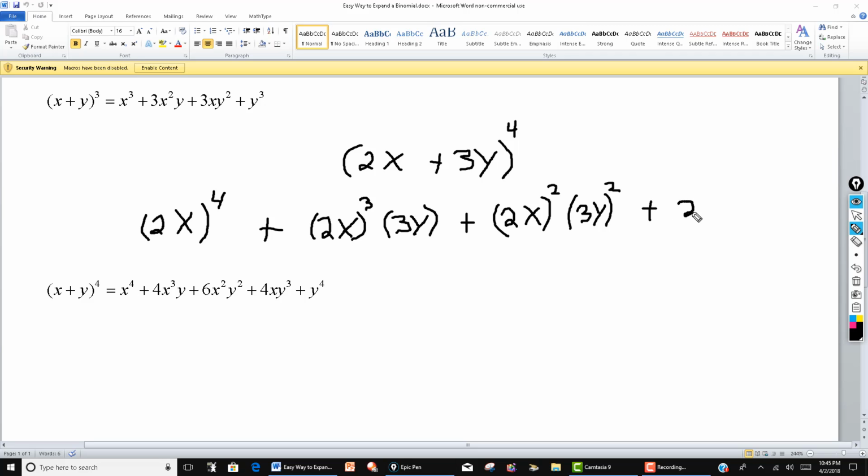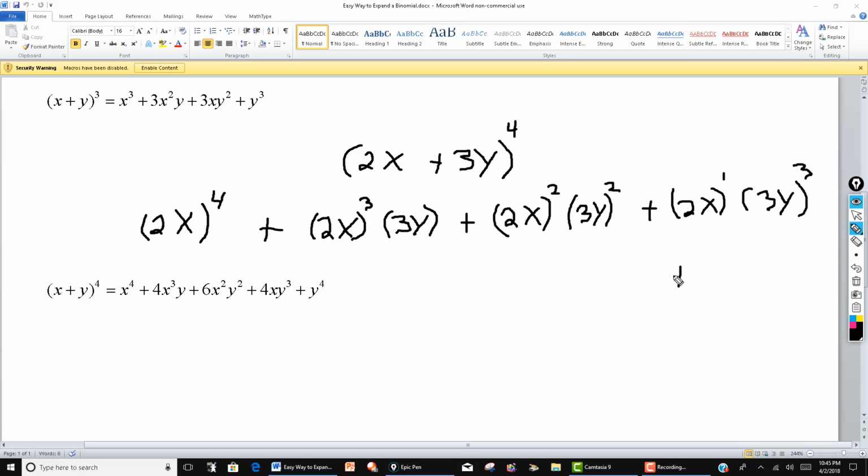Again, keep it in parentheses, just to play it safe. 2x. The power on that one goes to 1. Okay, so here it's understood, so I can put a 1 or just leave it as 2x, but I'll go ahead and put the 1 there. And then 3y to the third. Okay, so keep in mind again, these powers have to add up: 3 and 1, 2 and 2, 1 and 3. They have to add up to 4.